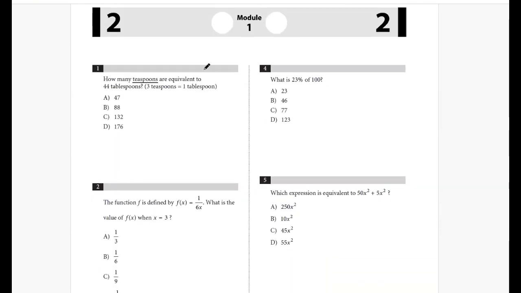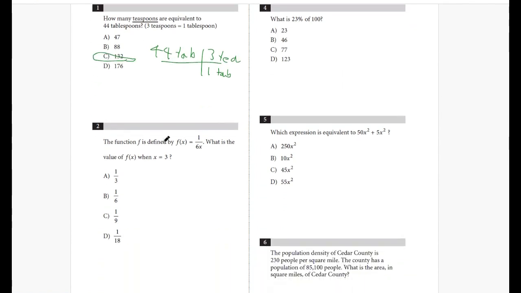How many teaspoons are equivalent to 44 tablespoons? So we have 44 tablespoons, and 1 tablespoon is equal to 3 teaspoons. What's 44 times 3? That's 132. So C is the correct answer.